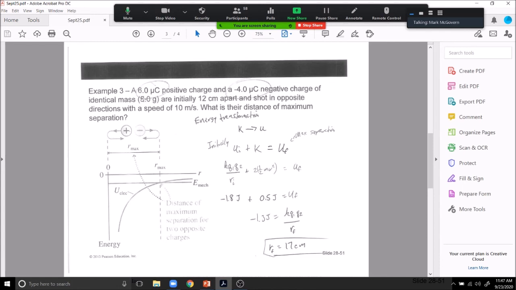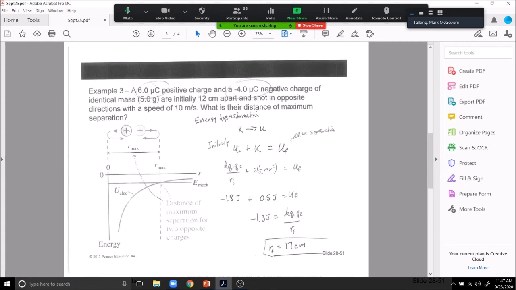They have identical mass. That's nice. 5 grams. Tiny. They're initially 12 centimeters apart. Oh, and they are shot in opposite directions with a speed of 10 meters per second. What is the distance of maximum separation?